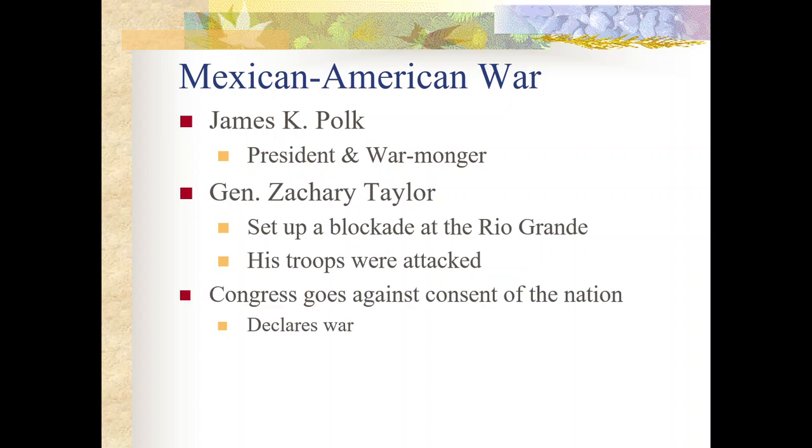Eventually, General Zachary Taylor's troops will be attacked. Another set of troops had started to take hold in California, which again, Mexico saw as a violation of their sovereignty and their borders, and they were not going to take that lightly. So they ended up crossing the Rio Grande and attacking Zachary Taylor and his troops, where 9 American soldiers were killed. That's all that President James K. Polk needed to get Congress to try to declare war.